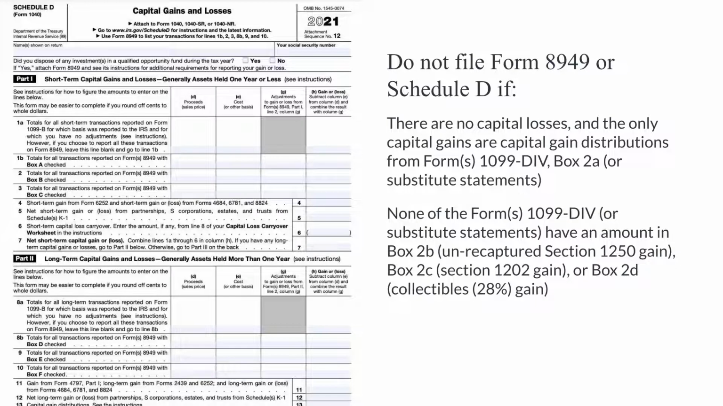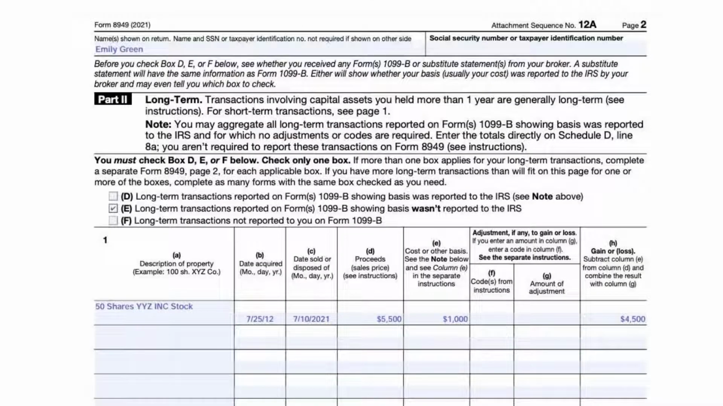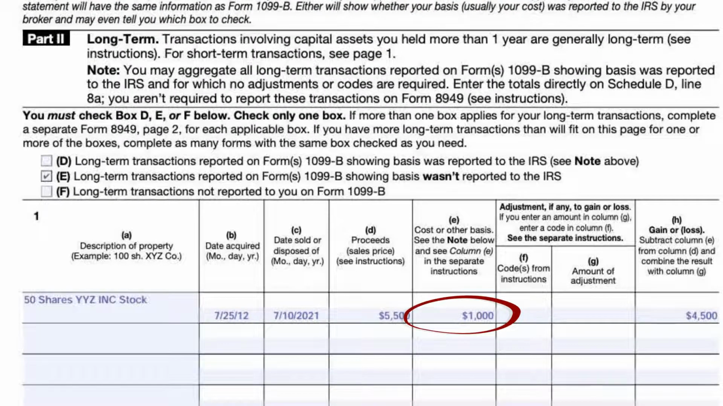None of the Forms 1099-DIV have an amount in Box 2B, Box 2C, or Box 2D. Emily will need to complete Form 8949 before she is able to complete Schedule D. She only sold 50 shares. That portion was bought for $1,000, and she made a profit of $5,500.